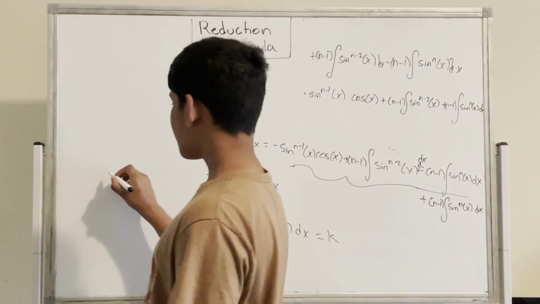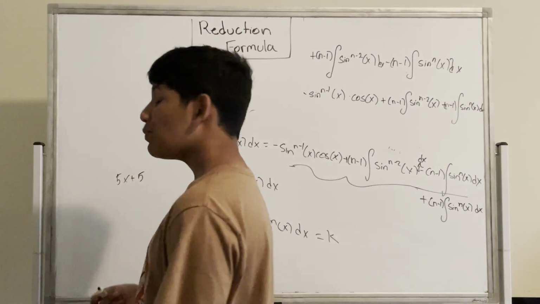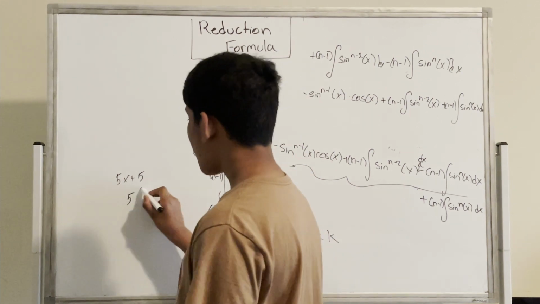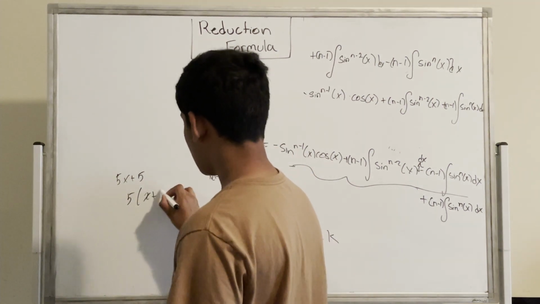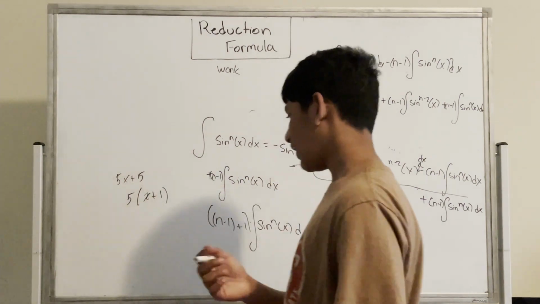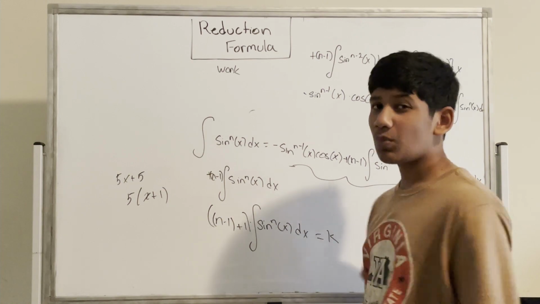So let's just say we have 5x plus 5, and we want to do the backwards of the distributive property. Well, we factor out a 5, therefore we get 5 times x plus 1. This is the same thing because we can distribute the 5 and get the same thing. Similarly, over here, we have the n minus 1.